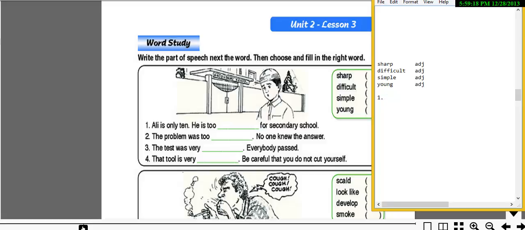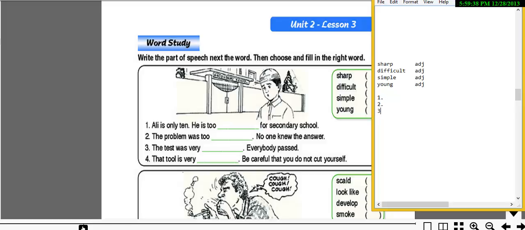Ali is only 10, he is too blank for secondary school. The problem was too blank. No one knew the answer. The test was very blank. Everybody passed. The tool is very blank. Be careful that you do not cut yourself.